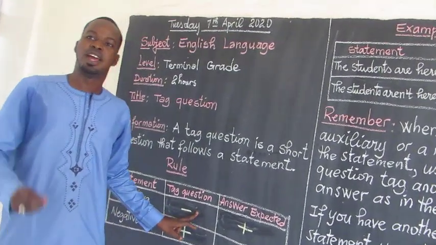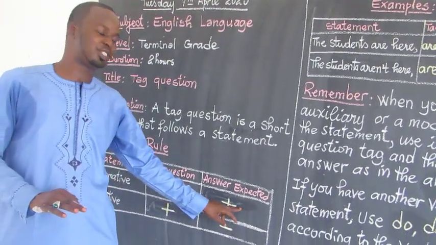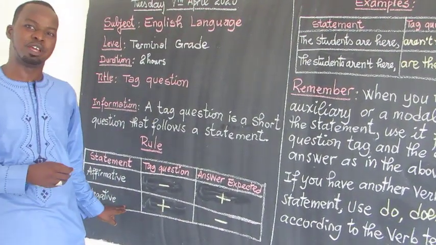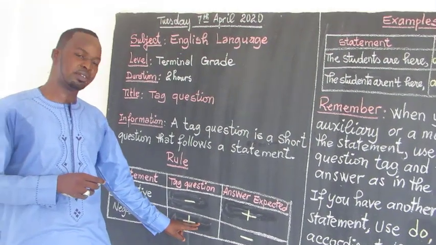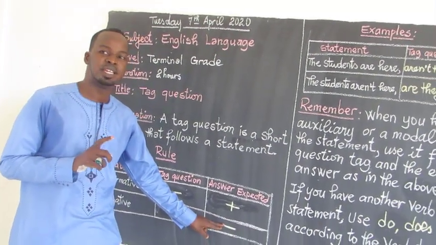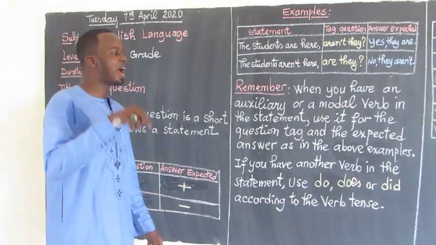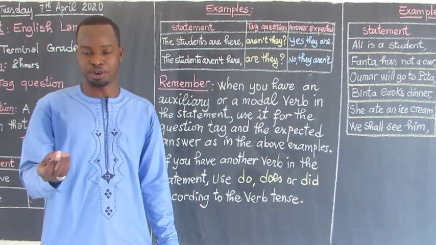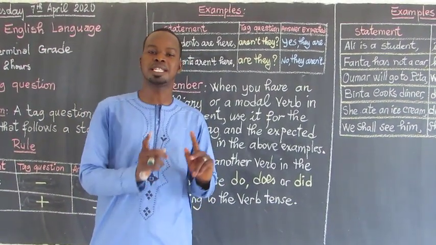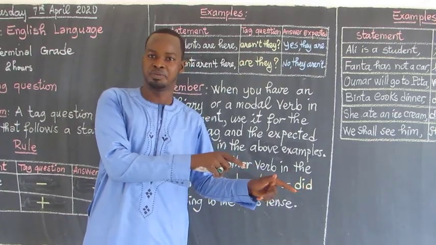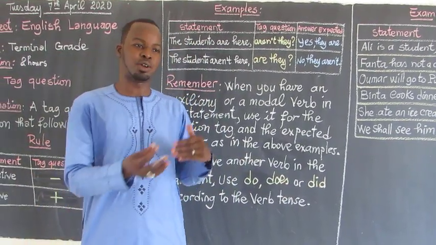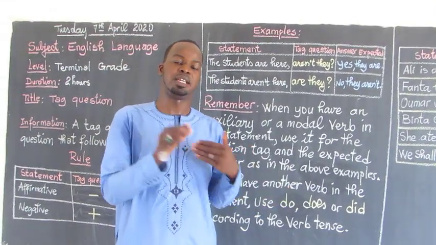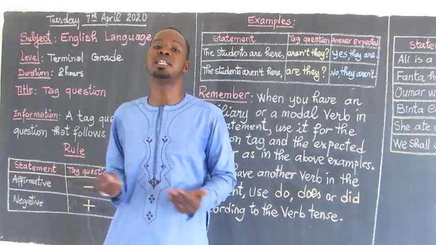So, you have to remember that when you have a positive statement, the question tag is going to be negative, and the expected answer is going to be positive. And when you have a negative statement, the question tag has to be positive and the expected answer to be negative. And you have also to remember that when you have an auxiliary or modal verb, you have to use it to ask the question tag and to give the answer. And when you do not have an auxiliary or a modal verb, you have to use a do in the tense of the verb in the statement.